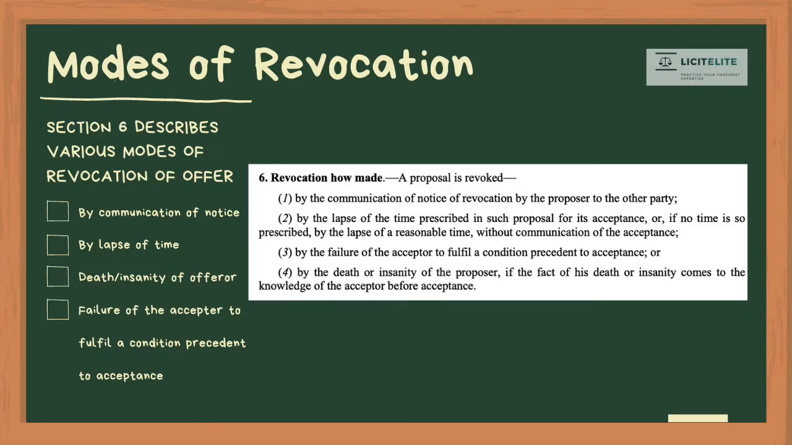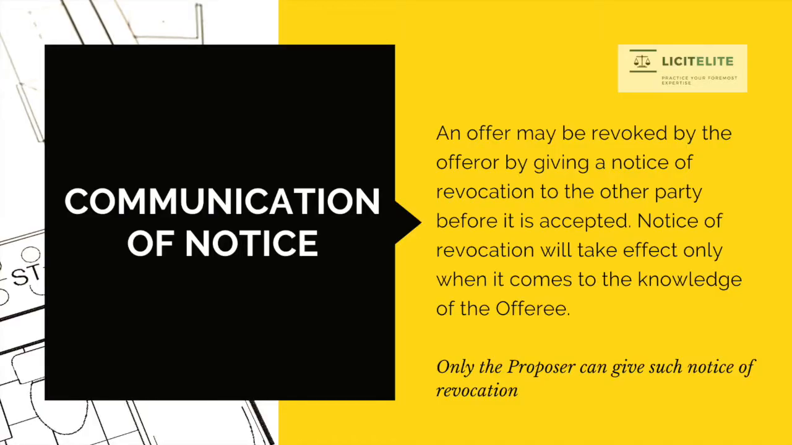Now we shall discuss the modes of revocation, that is, by which all ways can we revoke the proposal. Section 6 of the Indian Contract Act describes various modes of revocation of an offer. An offer may be revoked by the following ways. First, by communication of notice.